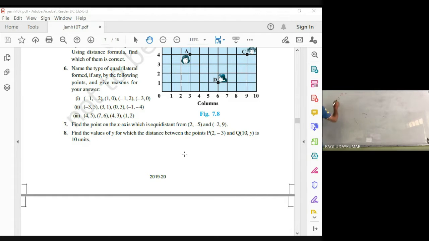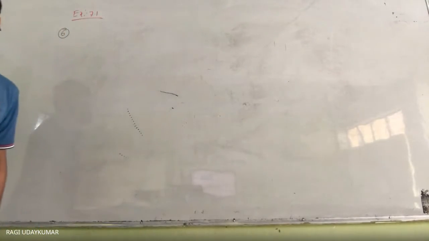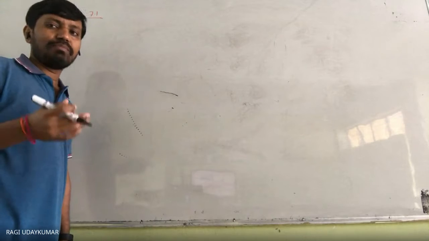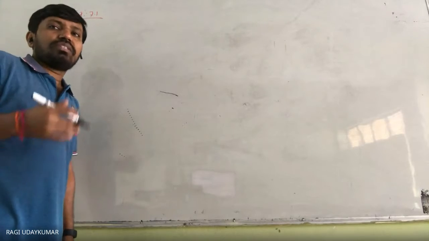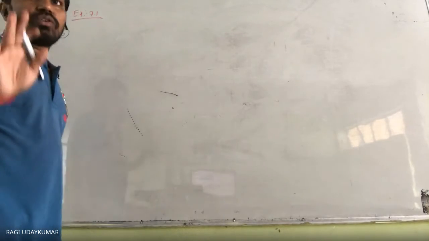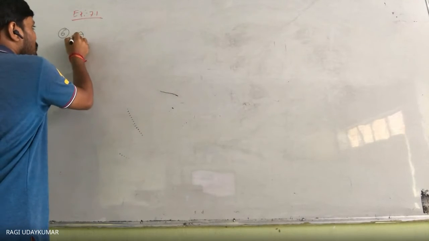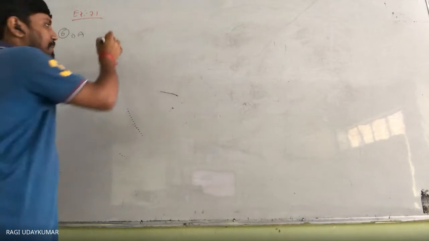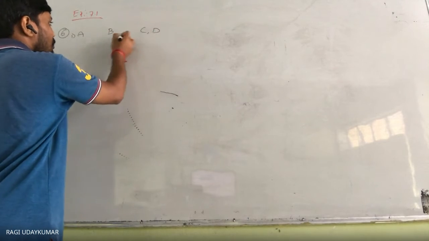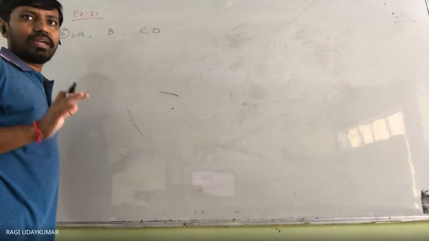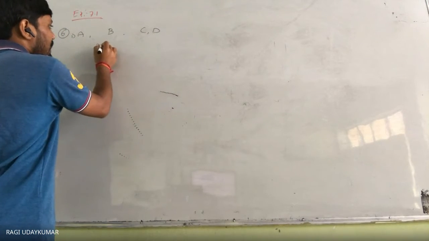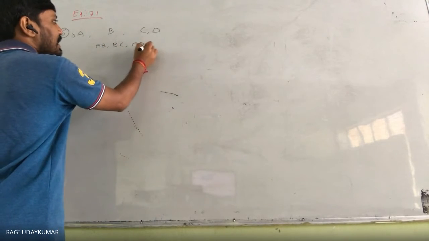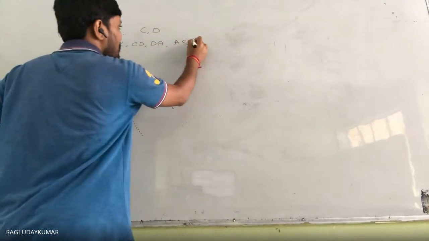I'm not explaining the solution of that question, but I am telling you what you need to do. These problems are time consuming, but you need to do them for practice, to use the distance formula. So 4 points are given. You consider the first point as A, then B, C, D. The question asks for the type of quadrilateral formed. So you need to find out AB, BC, CD, DA, AC, BD.